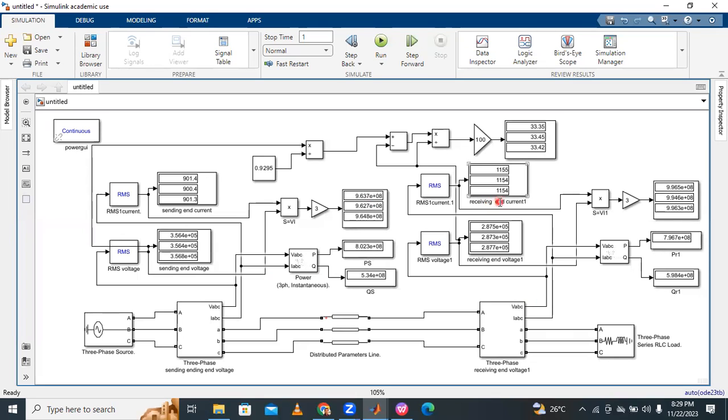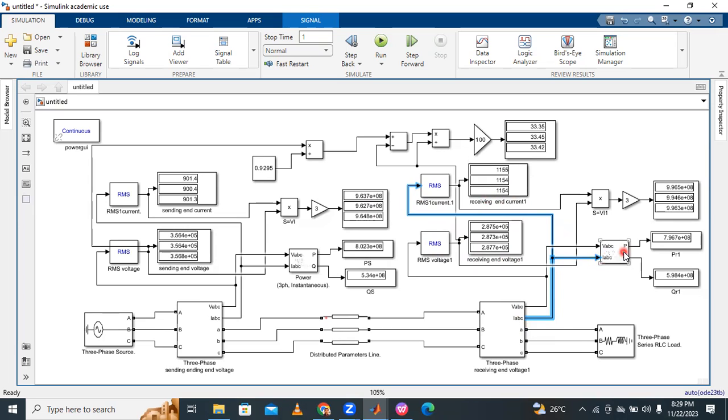This is called receiving end current, receiving end voltage. VABC is connected to the voltage, so you write receiving end voltage. It measures receiving end voltage. Next, this is called receiving end current. By connecting the RMS and the display to the IABC, we will get receiving end current.